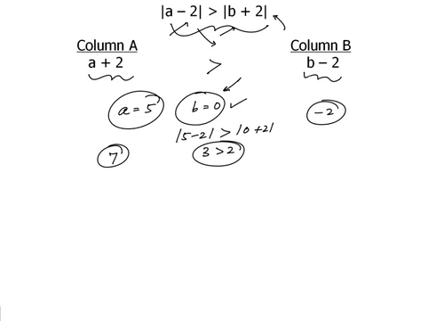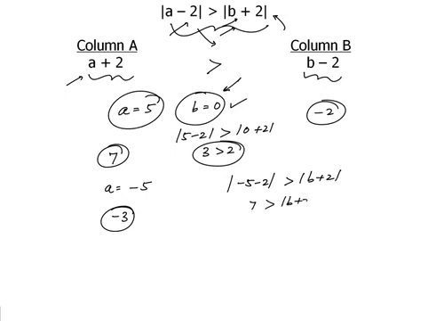So now I have to think about in terms of maybe I want to make a negative number. So for example, A is -5. So in this case, column A is -3. Now I have to also pick a suitable value of B. So I'll plug in -5, so it's -5 minus 2. So that's 7. So I have to pick B in a way that it satisfies this inequality.